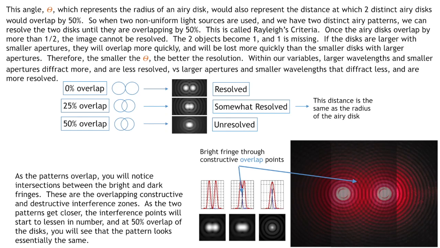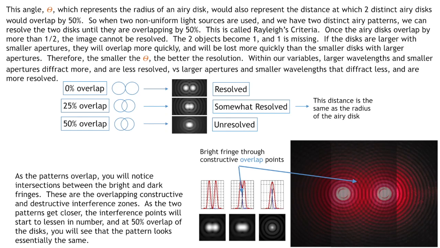So this angle, theta, which represents the radius of an Airy disk, would also represent the distance at which two distinct Airy disks would overlap by 50%. So when two non-uniform light sources are used and we have two distinct Airy patterns, we can resolve the two disks until they are overlapping by 50%. This is called Rayleigh's criterion. Once the Airy disks overlap by more than half, the image cannot be resolved, and we'll see that here in a minute. The two objects become one, and one is missing.